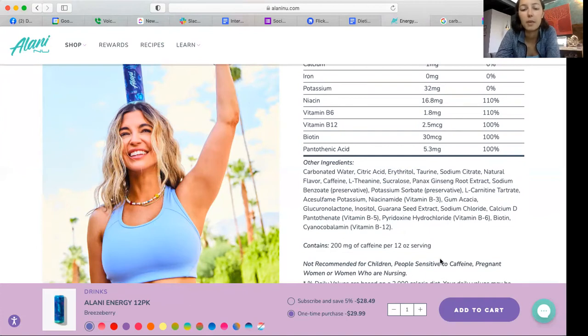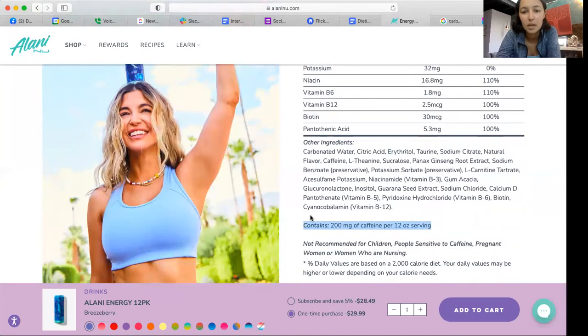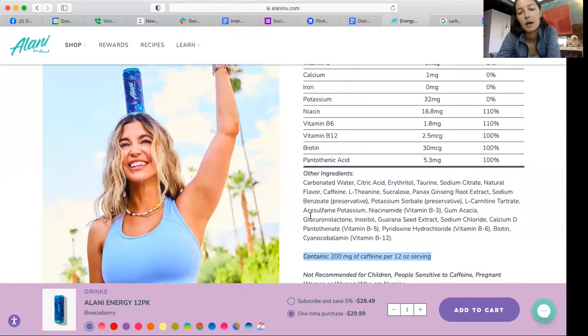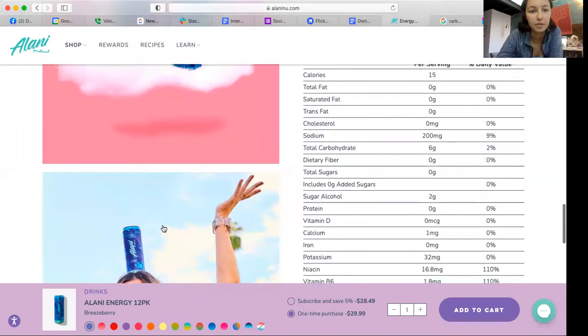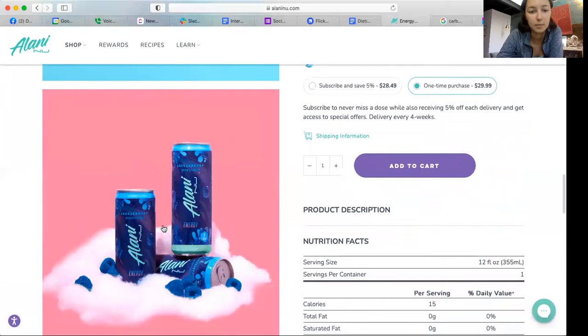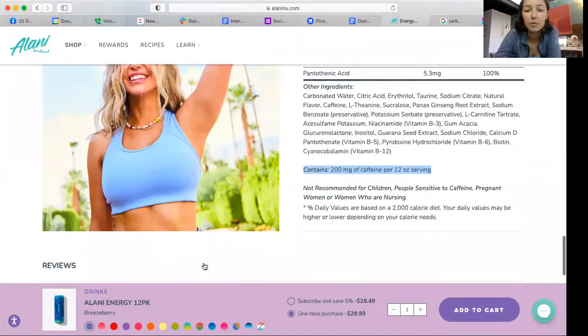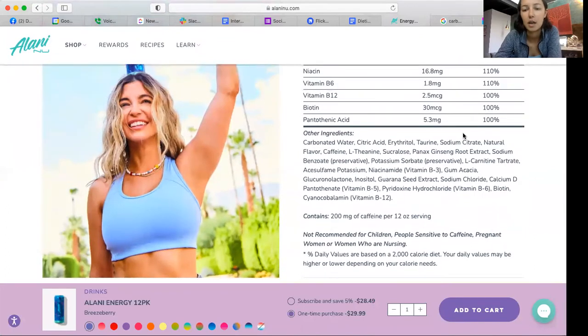So I would be very mindful. My other concern here though is the 200 milligrams of caffeine on top of the B vitamins, on top of everything else they're throwing in here. 200 milligrams of caffeine is 2 cups of coffee. And I imagine you drink this a lot faster than 2 cups of coffee. It looks like something you just chug down before a workout. So I would just be really mindful.